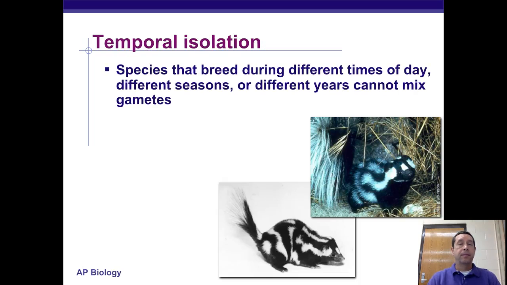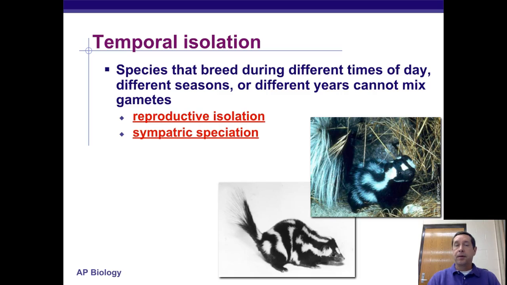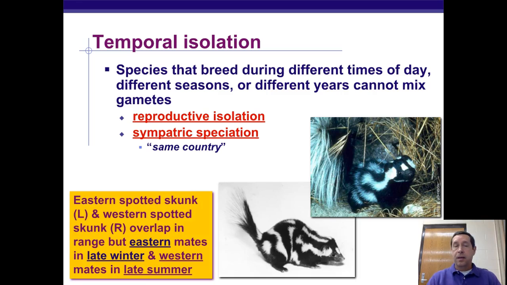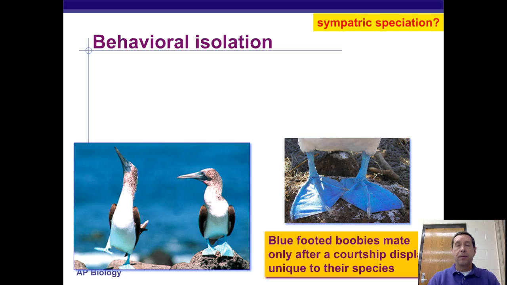Temporal is timing. Species breed during different times of the year, different mating seasons, different years, so they cannot mix gametes. So again, reproductive isolation. This is sympatric speciation, same country. Two types of skunks overlap, but one mates in the winter, one mates in the summer, so they don't ever reproduce.